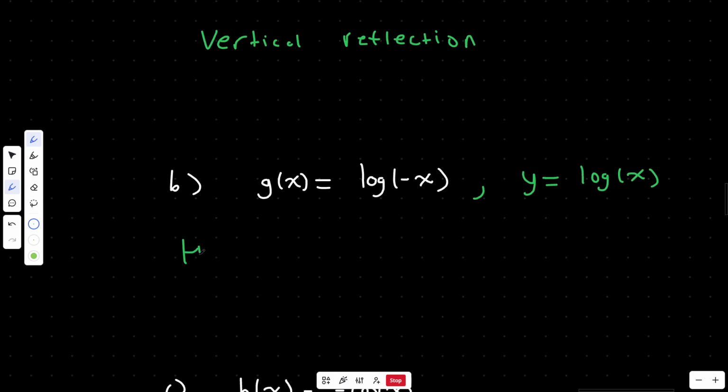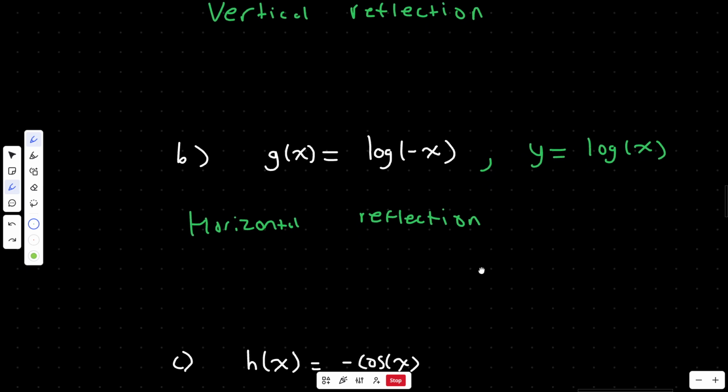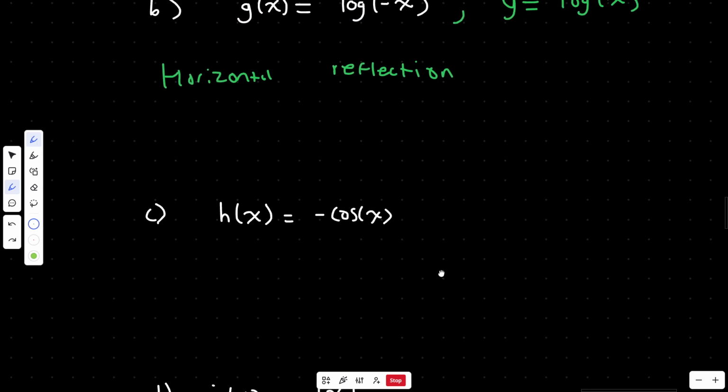So we're going to say horizontal reflection because the negative is on the inside. That means we're multiplying all of our x values by -1, which gives us a reflection across the y-axis. So let's move on to C.